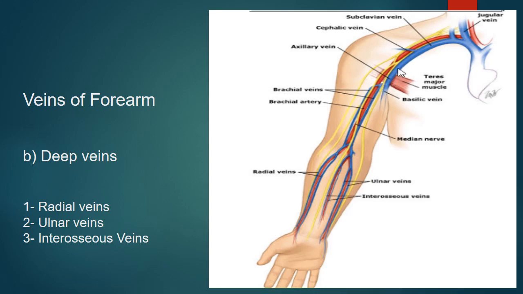This axillary vein then ascends and receives the cephalic vein in the deltopectoral groove. The cephalic vein and axillary vein then become the subclavian vein which drains ultimately into the heart. This is the venous drainage of forearm and arm.